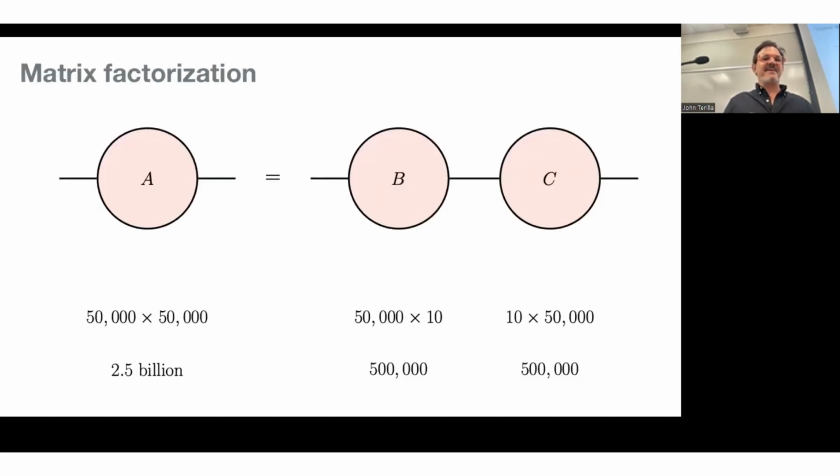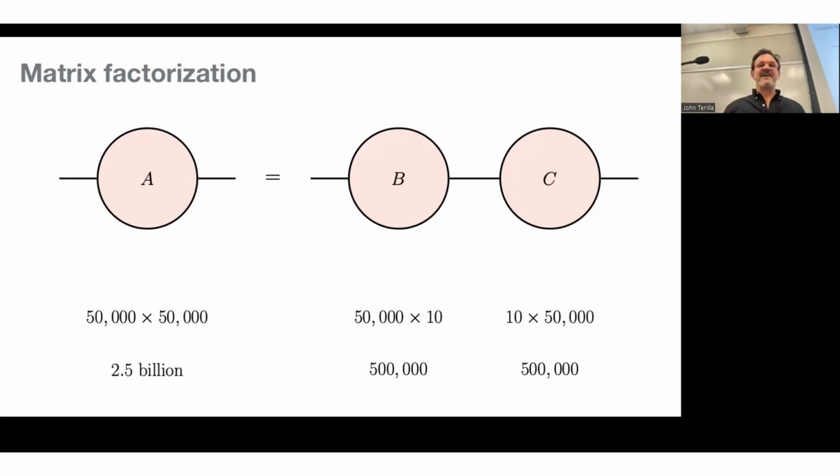Well, I think the example to first think in mind is of matrix factorization. So if you have a matrix A that's, say, 50,000 by 50,000, 50,000 rows and 50,000 columns, it has 2.5 billion entries.